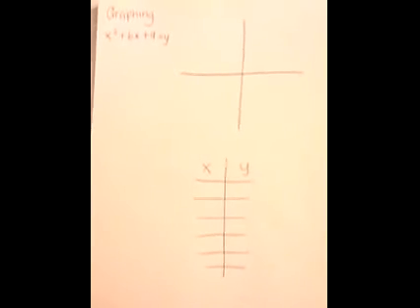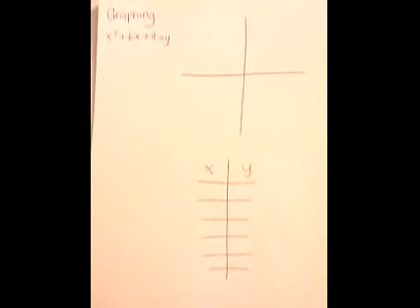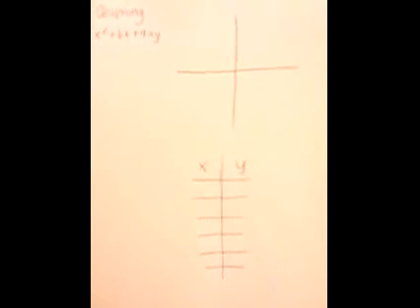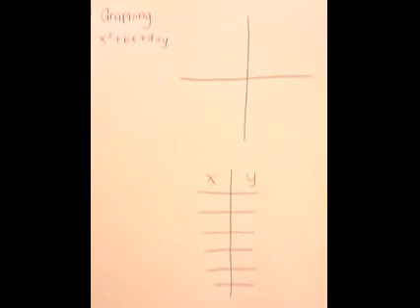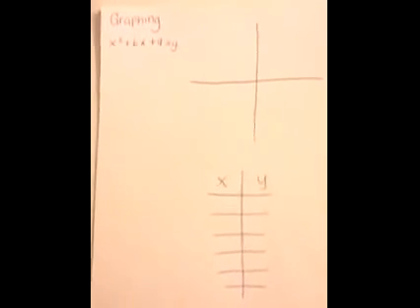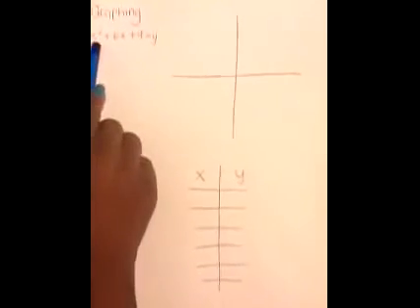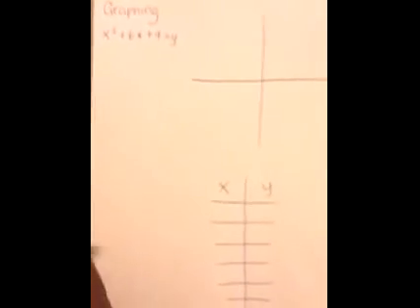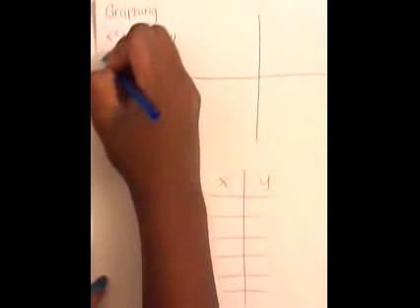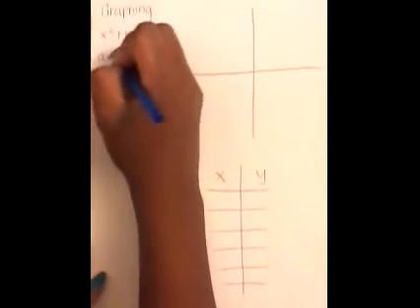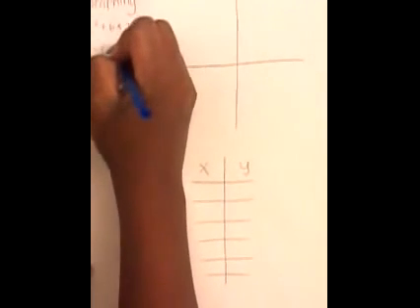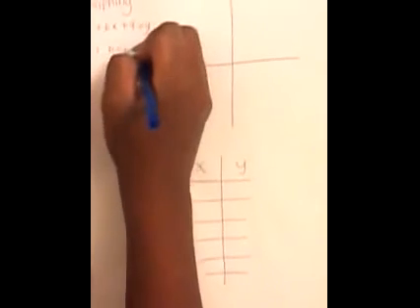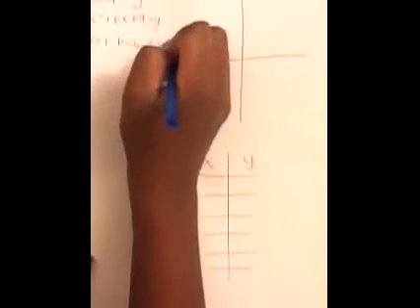The final method I'll be showing you for solving quadratic equations is graphing. The equation I have is x squared plus 6x plus 9 equals y. As you can see, the coefficient of the squared term is 1. So we'll write what each variable equals. A equals 1, B equals 6, and C equals 9.